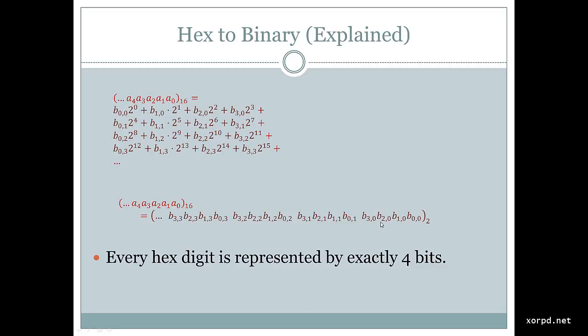And here eventually, we get that in the total binary representation, those 4 bits are the last ones. The same we are going to get for A1, which is represented here by those 4 bits, B31, B21, and so on. And A3, which is represented by this quadruple, and A4, which is represented by this group. So we get that every hex digit is represented by exactly 4 bits.